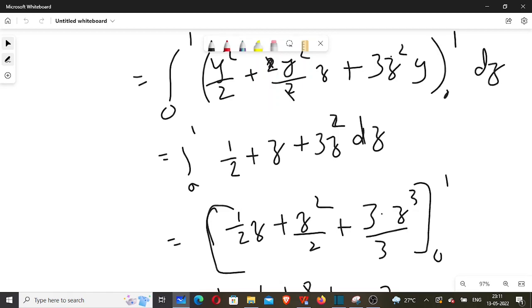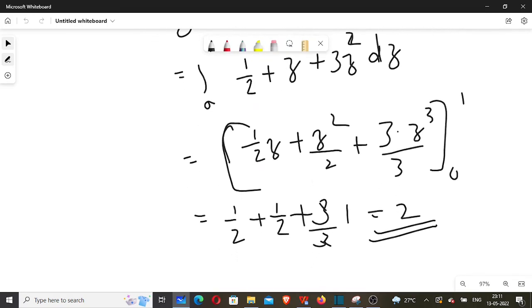Now integrating with respect to z, we get 1 by 2 z plus integral of z is z square by 2 plus integral of 3z square is 3 into z cube by 3, within the limits 0 to 1. Now give the upper limit 1 and lower limit 0. So it becomes half plus half plus 3 by 3, and 3 by 3 is 1. So 1 plus 1 is equal to 2.